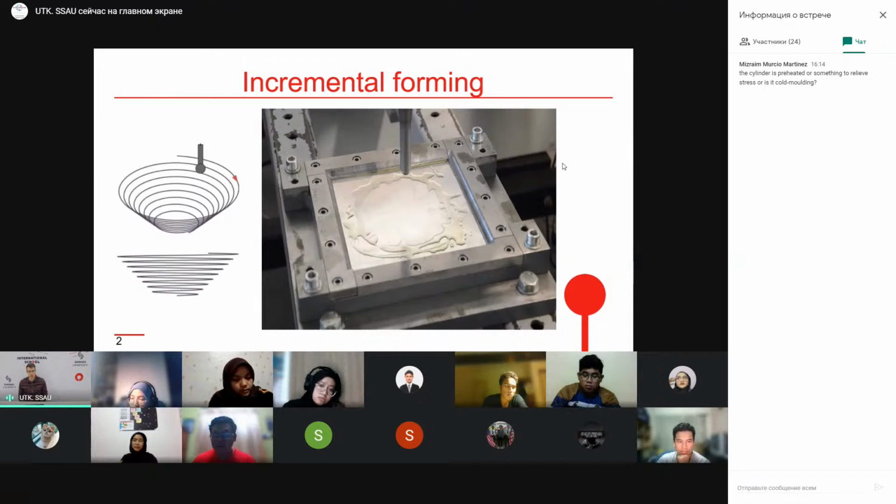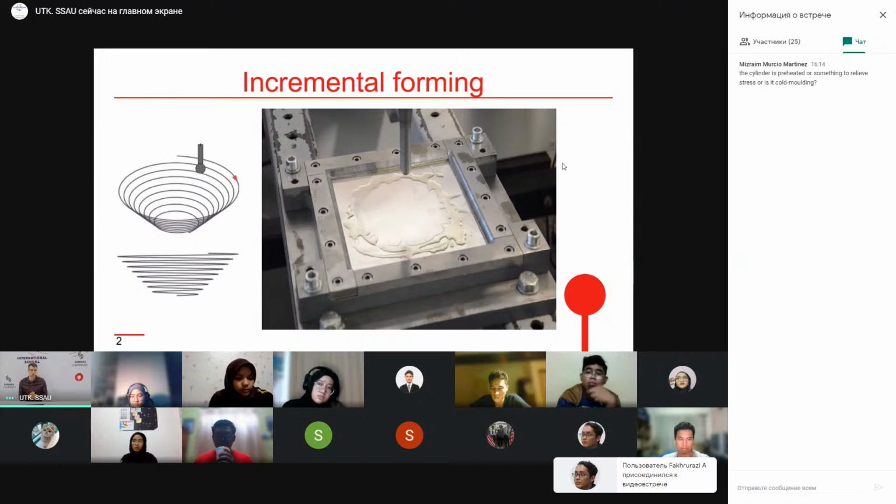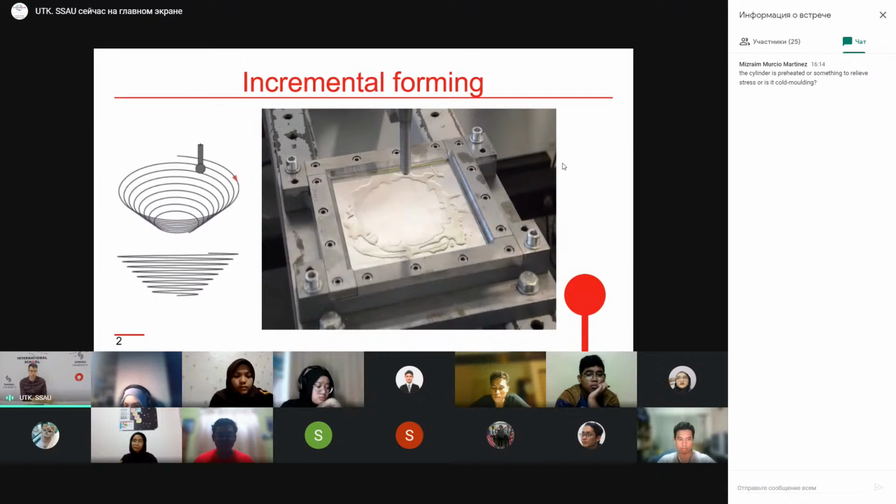We need to use new technologies, smart technologies, which can allow us to produce parts, first, using cheap and universal equipment, and second, with some universal tooling, when for a big amount of different parts, we need the same tooling. So in this case, the cost of production of such parts will not be too expensive. One of such technologies is incremental forming.